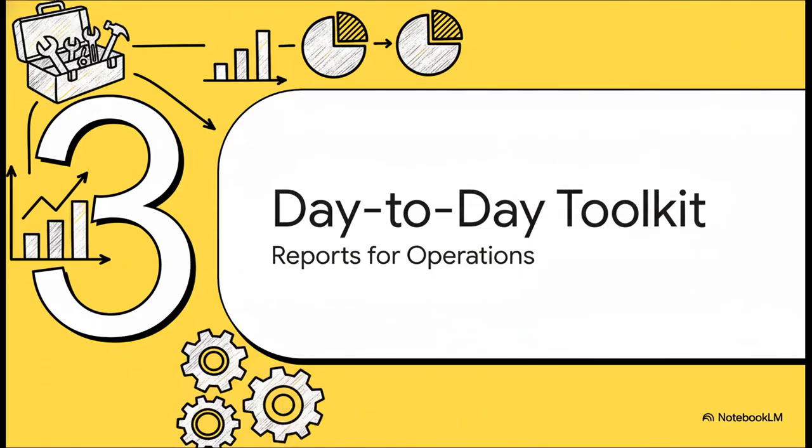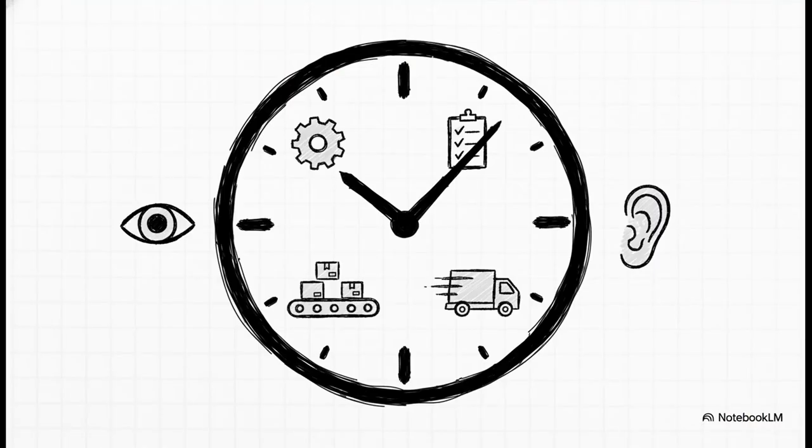With that foundation in place, let's open up the first part of our toolkit. We're talking about the reports that keep the day-to-day operations humming along smoothly. First up, we've got operational reports. Think of these as your eyes and ears on the ground right now. This isn't about what's happening next year or what happened last quarter. It's about what's going on this very moment.